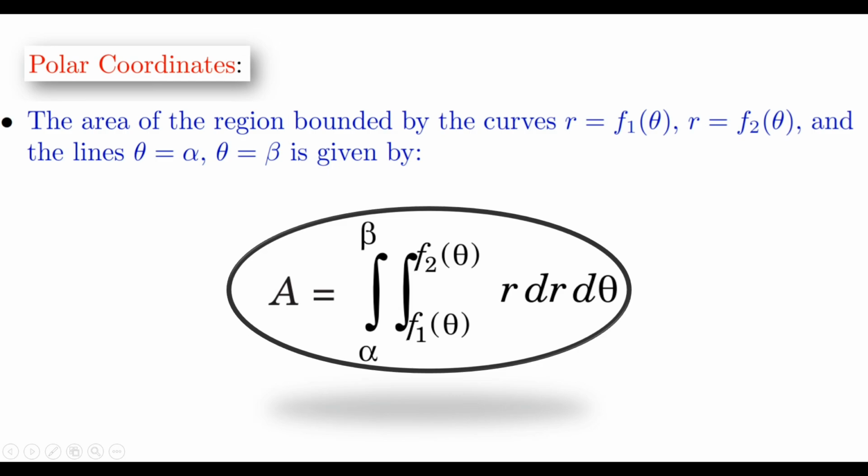To compute this area, identify the functions f1 of theta and f2 of theta that describe the two polar curves. We have to determine the limits of integration alpha and beta. Set up this integral and evaluate it to find the area.